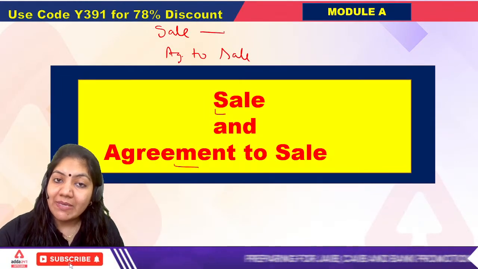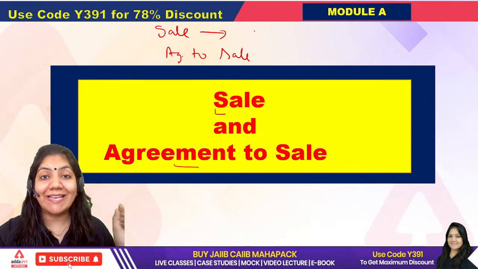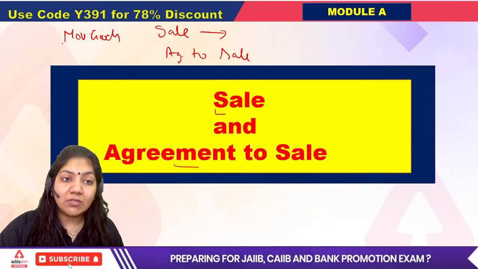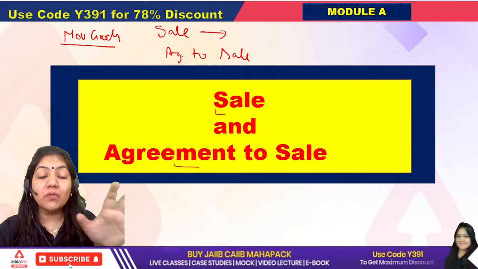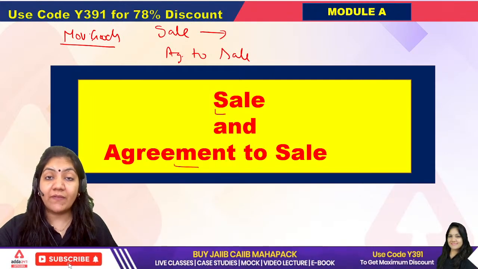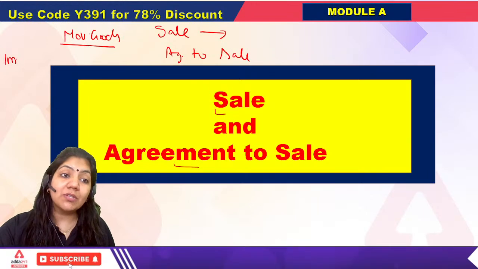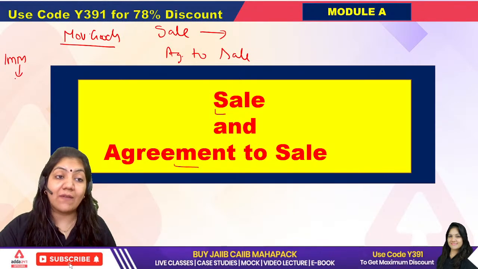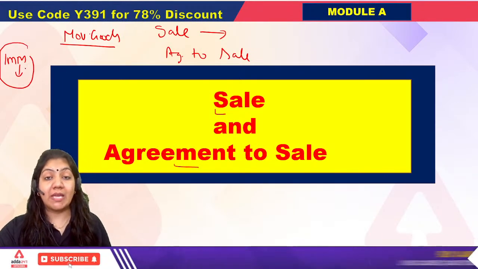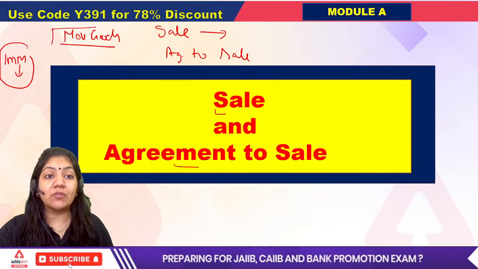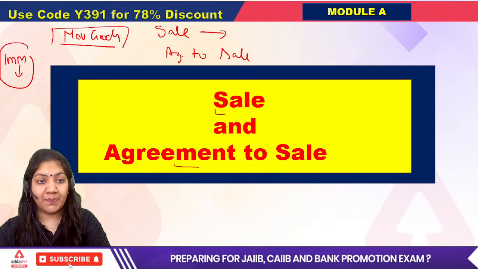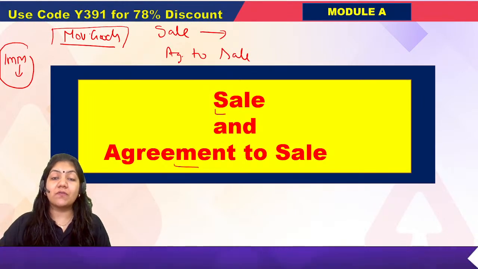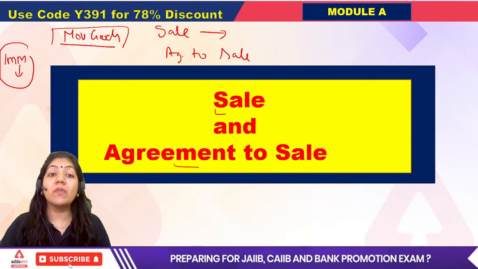Sale basically means anything. First of all, the Sale of Goods Act basically talks about movable goods, not immovable goods. If I talk about immovable goods, the TP Act, that is the Transfer of Property Act, discusses immovable property. But in the Sale of Goods Act, we discuss only movable property. And what is movable property? Movable property means property which can be transferred from one person to another.